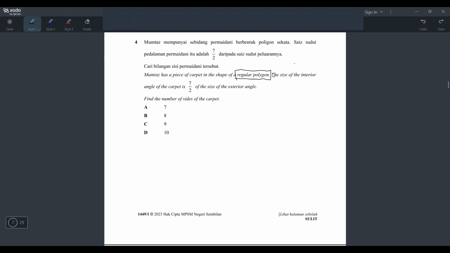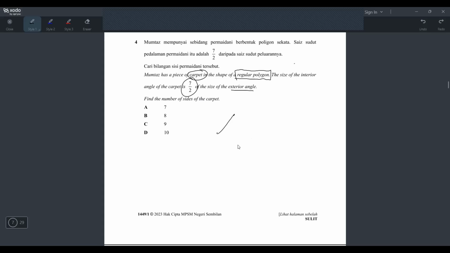Okay, we read first. Mumtaz has a piece of carpet. So carpet is usually rectangle, right? Okay, and then they say the size of the interior angle of the carpet is 7/2 of the size of the exterior angle. Find the number of sides of the carpet. So we cannot assume that the carpet is rectangle. Even though most carpets are rectangular in shape, we actually don't know the number of sides of the carpet now. Maybe it's a carpet yang macam ni, right?